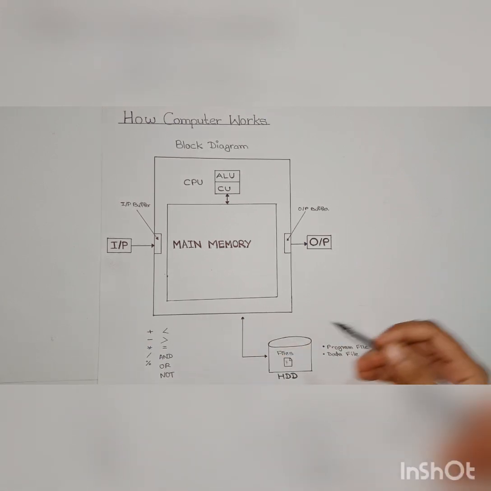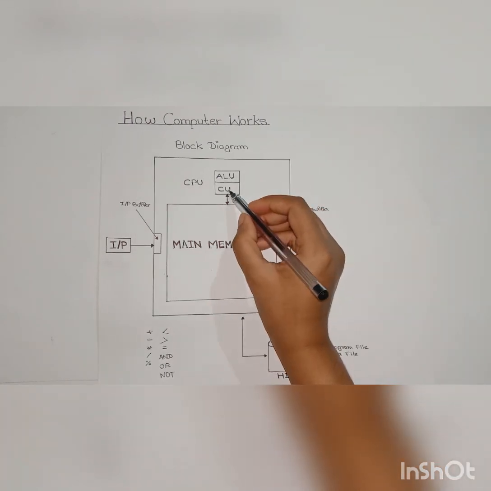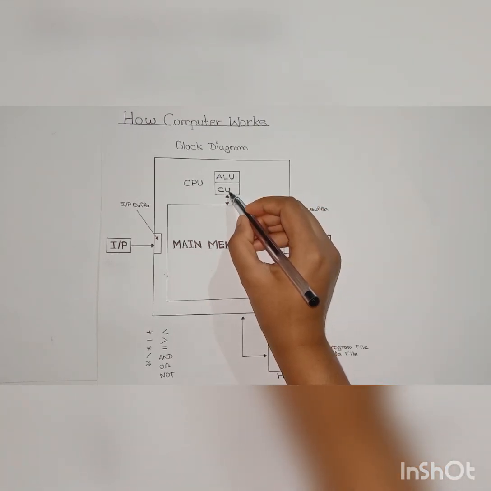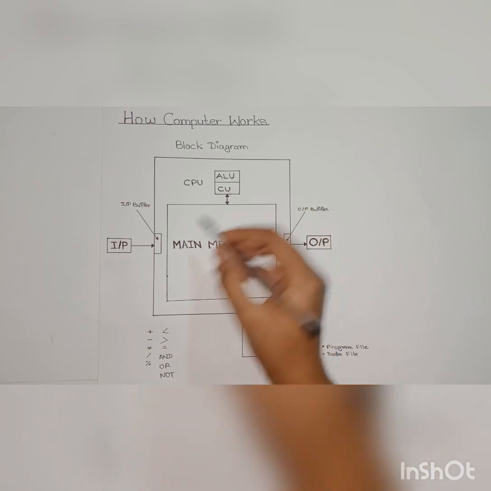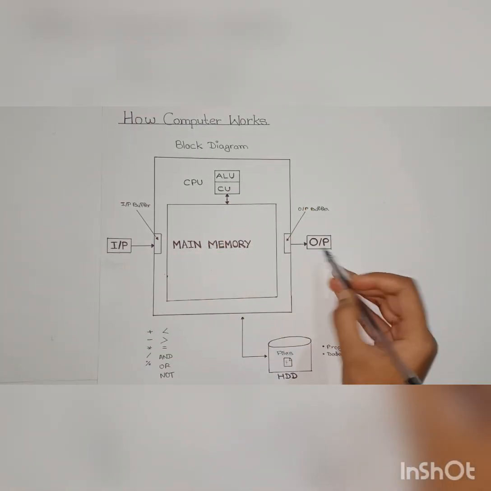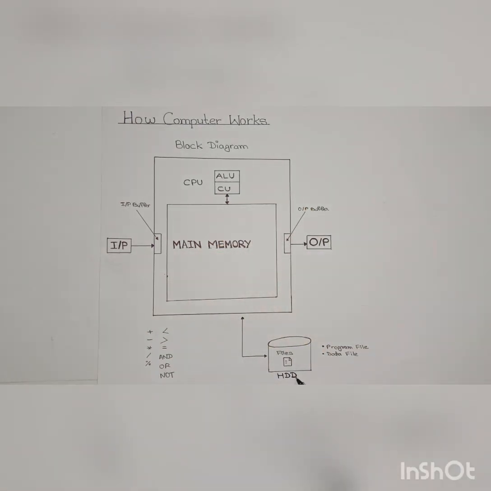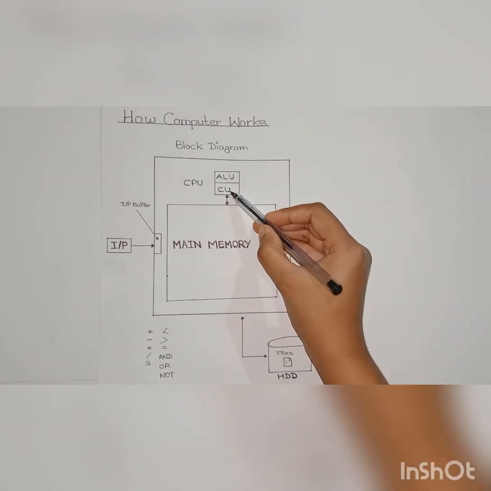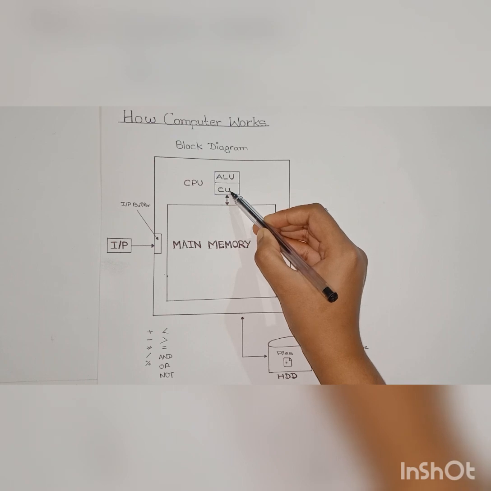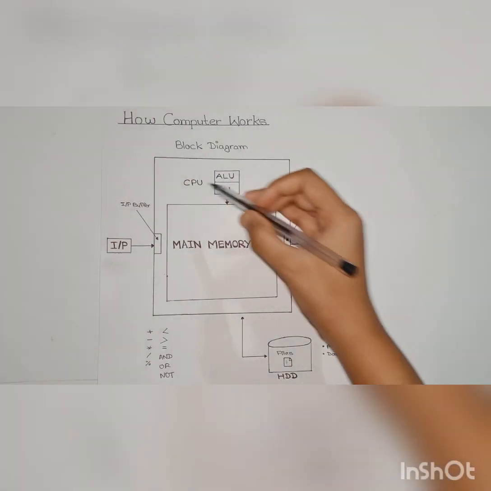So the second one is CU. CU controls all the other parts like input devices, output devices, main memory, hard disk drive, etc. So its job is to utilize all the other resources. So that's all for the microprocessor.